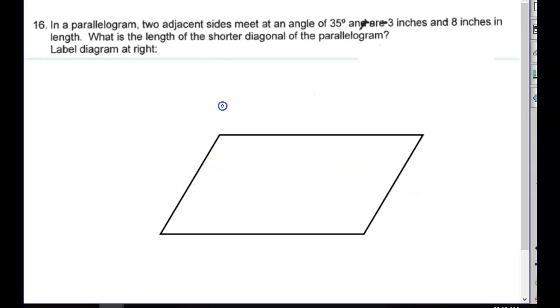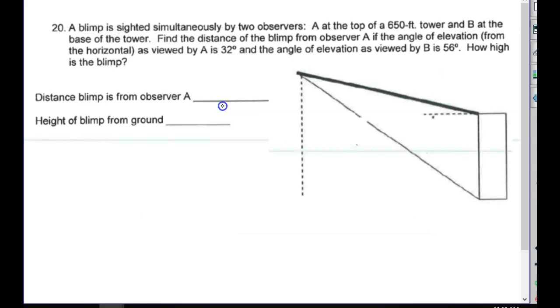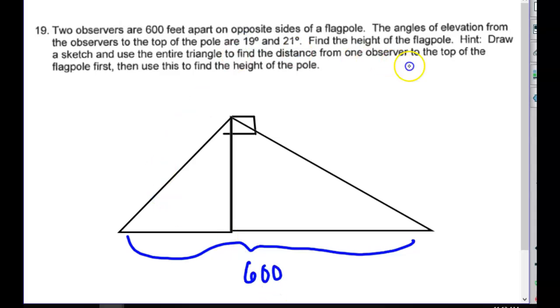What did I skip? 17 was crossed out. Do you have to do 19 or 20? I feel like we've done this a couple times though. I can help you label the picture, but then I think I'm going to leave you on your own. This is 600. 19 and 21, it doesn't really matter. This one looks a little bigger to me. I'll put the 19 and the 21 there.